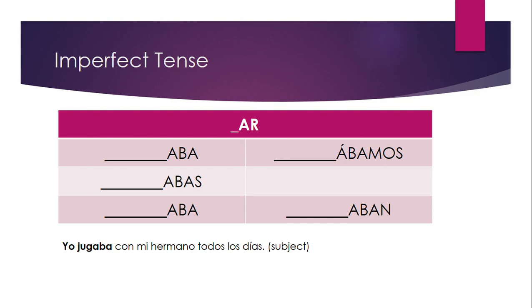Another thing to note is that we're using the verb jugar, and as you all know, in the present tense, there is a stem change in that verb. In the imperfect tense, we do not have stem changes. Make sure you make a note of that for yourself.